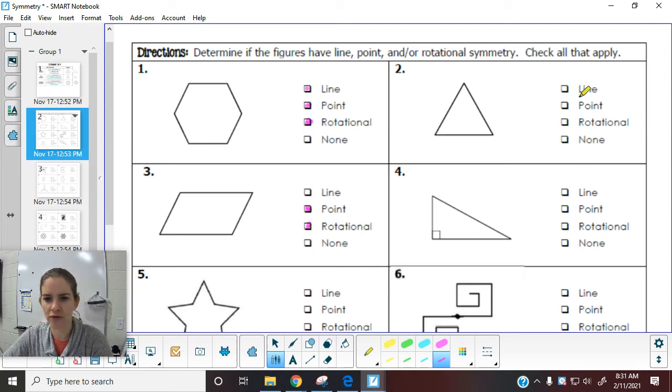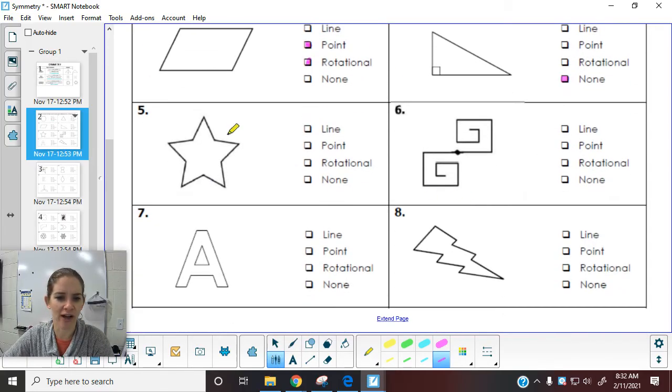All right, so hopefully for number 2, you realize it has line. It does not have point because right now the point is on top. If you spin it upside down, the point would be on the bottom. It does have rotational. Number 4, there is no line of symmetry, and there are no rotational symmetries that work, so this is actually none.